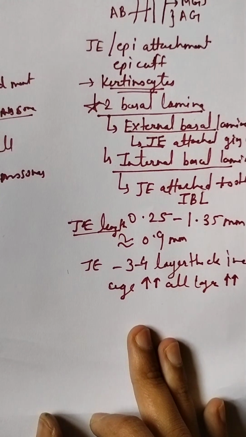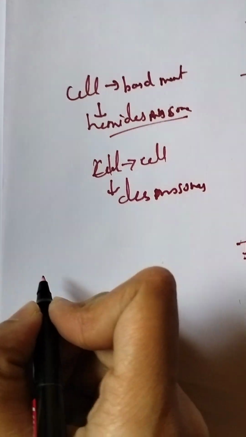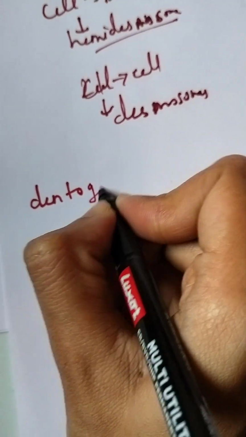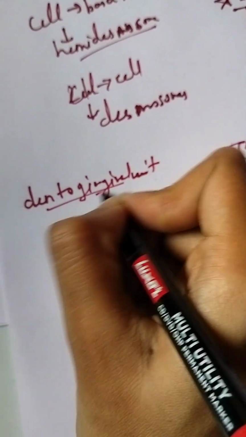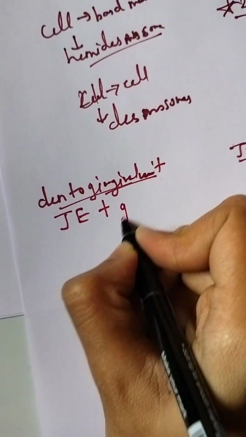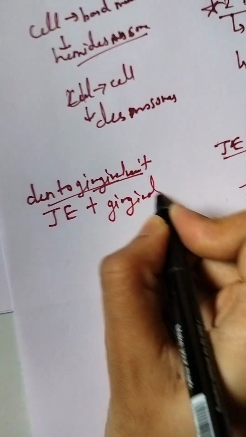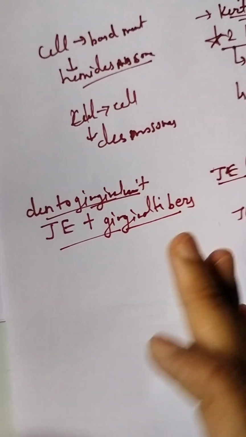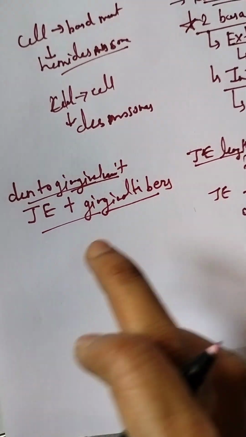There is another entity, the dentogingival unit. What is meant by the dentogingival unit? The junctional epithelium plus the gingival fibers are called the dentogingival unit.